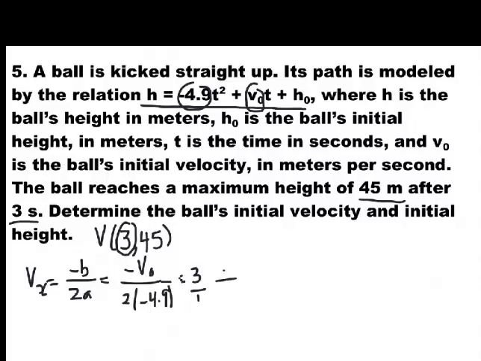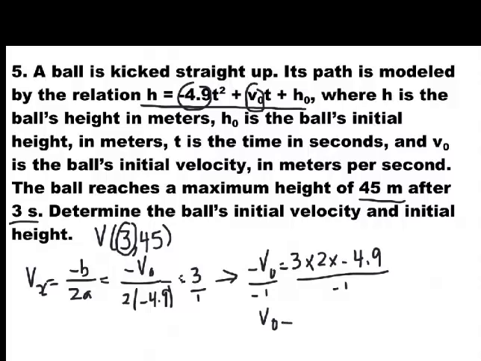I can cross multiply. I get negative v0 is equal to 3 times 2 times negative 4.9. Divide both sides by negative 1 and simplify 3 times 2 times negative 4.9 over negative 1. We get v sub 0 is 29.4 meters per second. Now that we know v0 is 29.4, we have to find h sub 0.